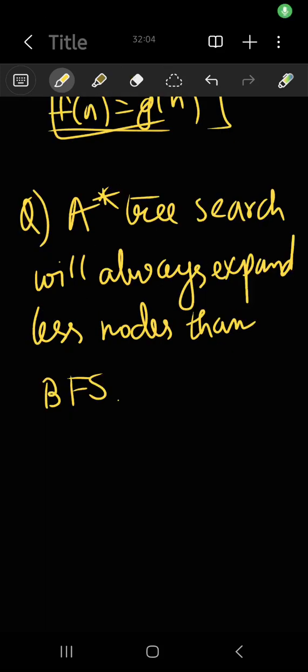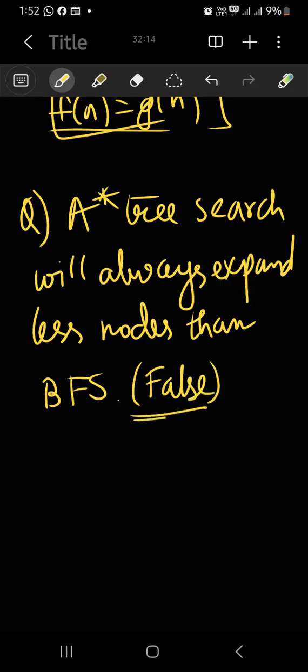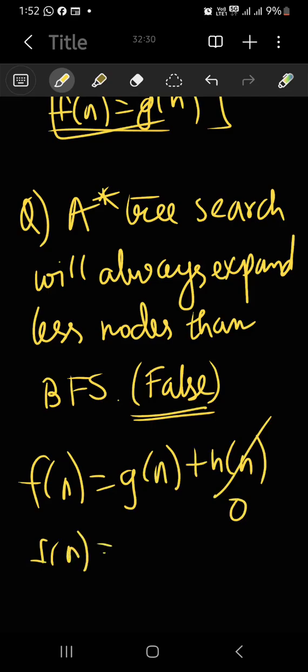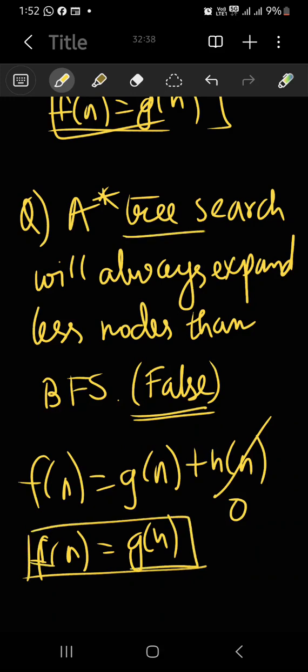Now the claim is A star tree search will always expand less nodes than breadth first search. Is this true? The answer is no. It may expand less nodes, it may not. There are some cases in which A star tree search will expand more nodes compared to breadth first search, when the heuristic is very weak. Let's say f(n) equals g(n) plus h(n). If h(n) is 0, then f(n) becomes equal to g(n). It's basically breadth first search if all the costs are equal. So in that case, A star tree search can expand more or equal nodes compared to breadth first search.